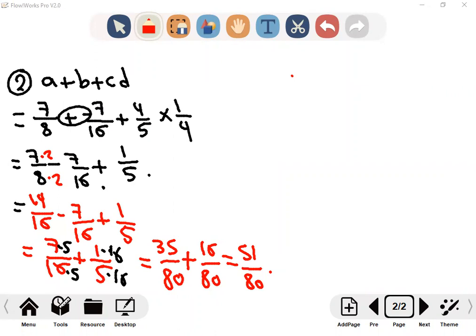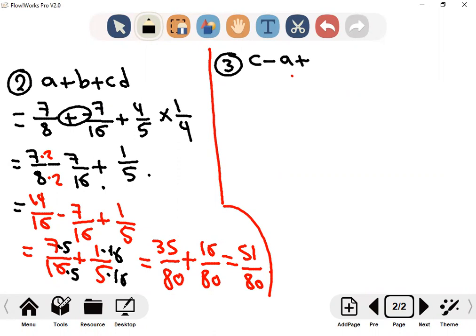Question 3. Let's do question 3. We have C minus A plus B over D.